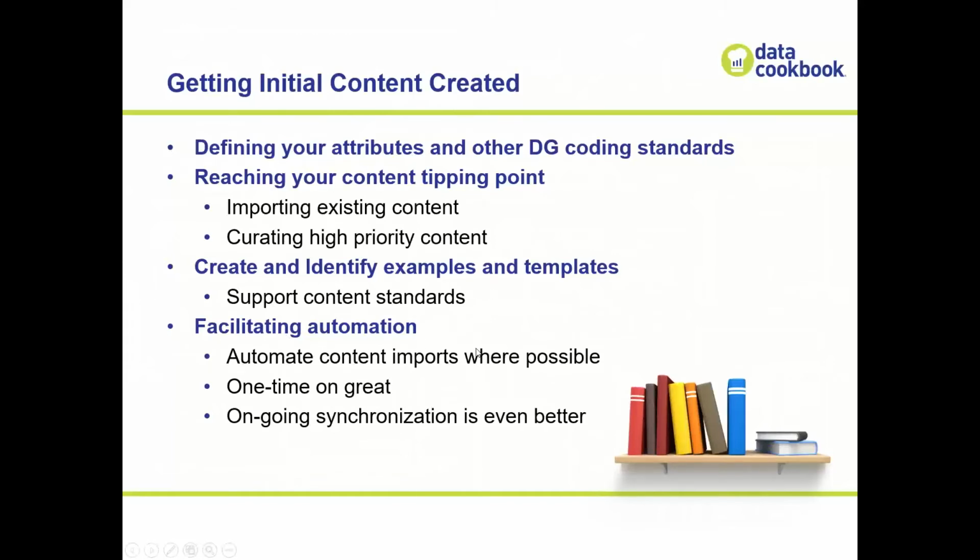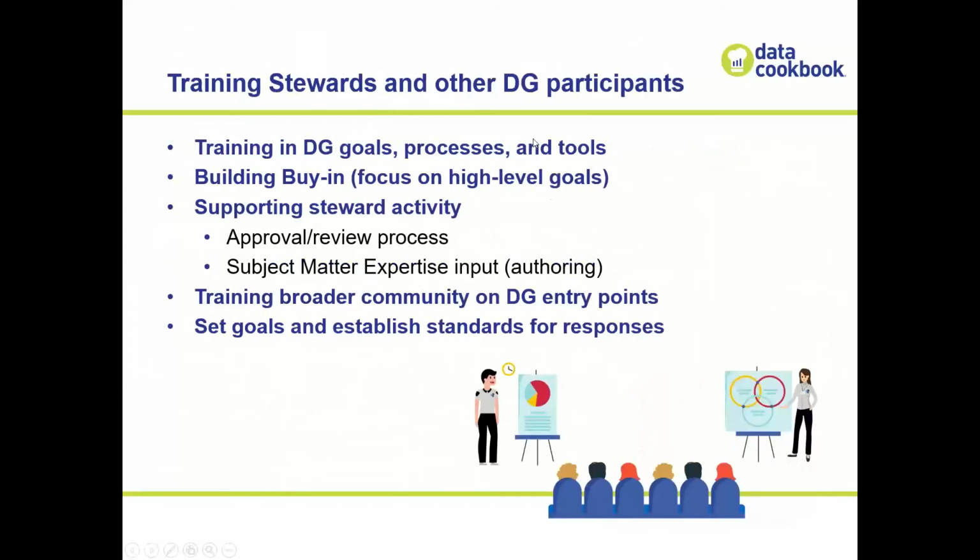And then lastly here for content is to facilitate automation. There's content that requires sort of curation and human input. And there's other content that you can technically automate in terms of just pulling in a data model or pulling in a list of reports or something like that. And if you can get that automated either one time or even better on an ongoing synchronization, that's great. And that helps you to get that content tipping point for people to curate information.